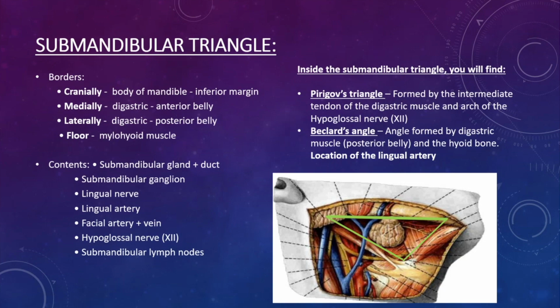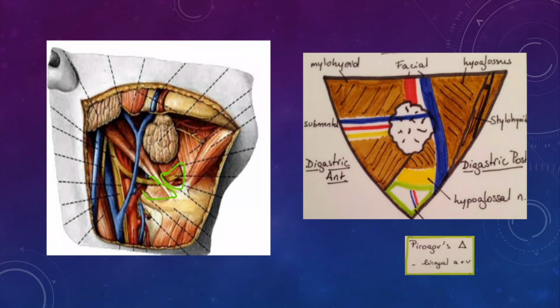Now, within the submandibular triangle, we'll find two other topographical regions, namely the Pirogov triangle and the Beclard's angle. Beclard's angle is an angle formed by the posterior belly of the digastric muscle and the greater horn of the hyoid bone. We can see in the picture, well, I've not drawn it accurately enough, but we can see that the hypoglossal nerve passes through this region into the submandibular triangle, or the Pirogov triangle specifically.